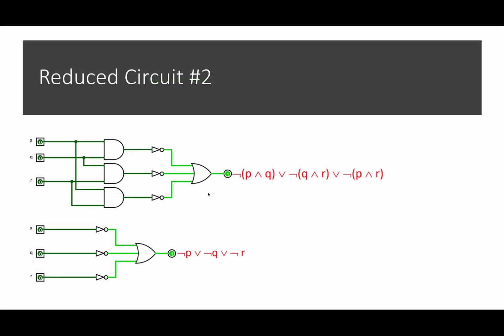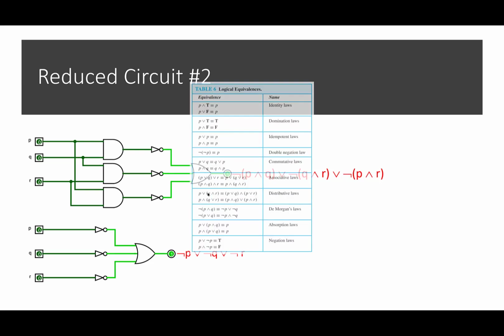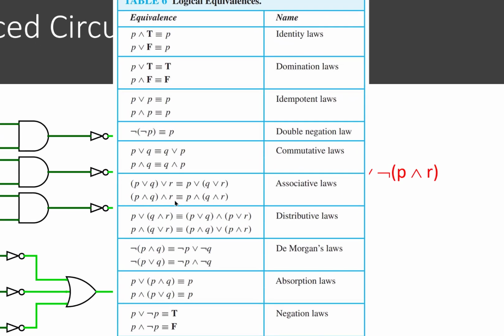So the question is, how did we do that? Well, as we talked about the other day, we have this little table here with our logical equivalences, right? We applied, and I'd have to go back and remember which rules I applied to reduce the circuit, but we applied some of these rules here.